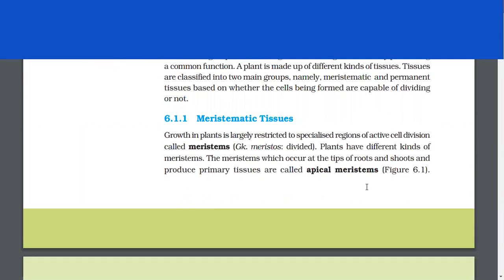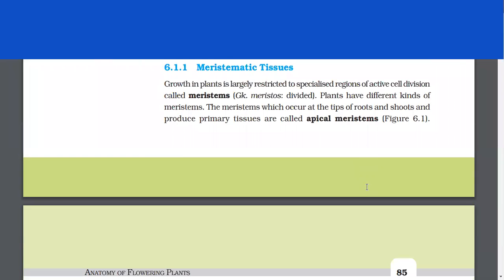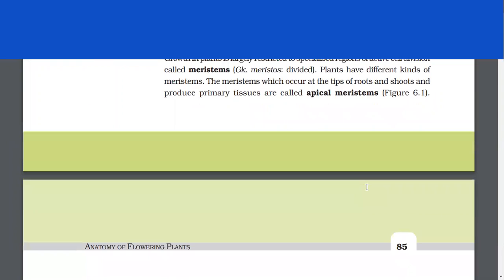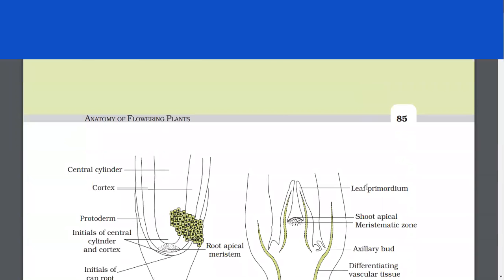Meristematic tissues. Growth in plants is largely restricted to specialized regions of active cell division called meristems. Plants have different kinds of meristems. The meristems which occur at the tips of roots and shoots and produce primary tissues are called apical meristems.